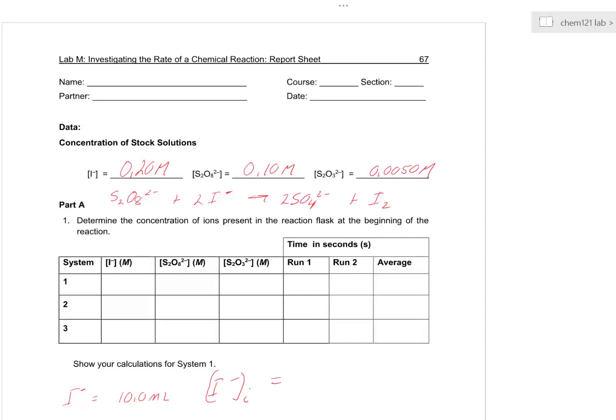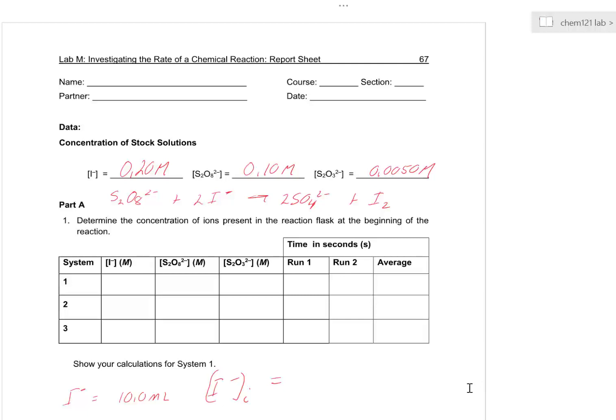Our goal here is to find the order of the reaction with respect to the persulfate and with respect to the iodide. In order to do this, we need to know what the initial concentrations are of the two reactants in our reaction beaker. The concentrations in our reaction beaker are not the same as the stock solution concentrations. So I'm going to talk you through the calculation for iodide and for thiosulfate.